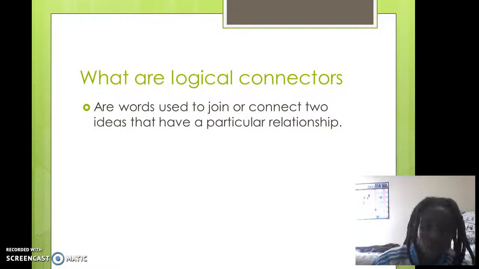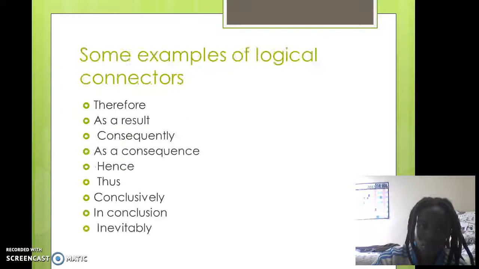Now, if one may ask, what are logical connectors? Logical connectors are words used to join or connect two ideas that have a particular relationship. Now, these words can assist a writer to have a very grammatically correct paragraph or sentence.